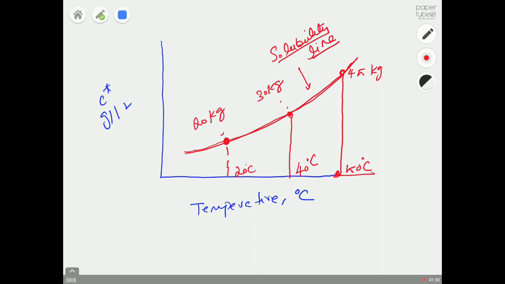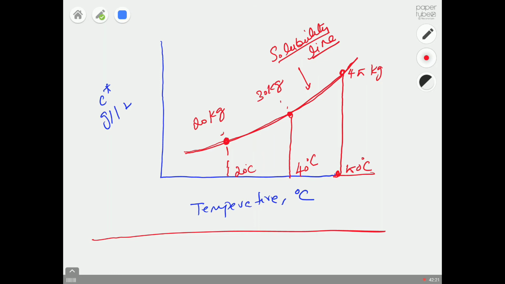So even if you want to crystallize a compound, you need to create a supersaturated solution. To create a supersaturated solution, you need solubility data. So I will tell you what we do in the lab to create a supersaturated solution.